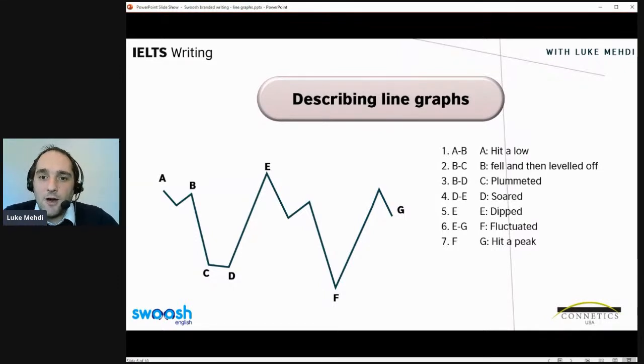Then if we look on the right, A hit a low, B fell and then leveled off. Fell and then leveled off. What is that describing? C plummeted, D soared, E dipped, F fluctuated, and G hit a peak. So just take those and try and match them. Yeah, numbers 1 to 7, which match there. So A to B, how could we describe that? Which of these things could we use? Which of these phrases for your line graph could we use for number 1, A to B?